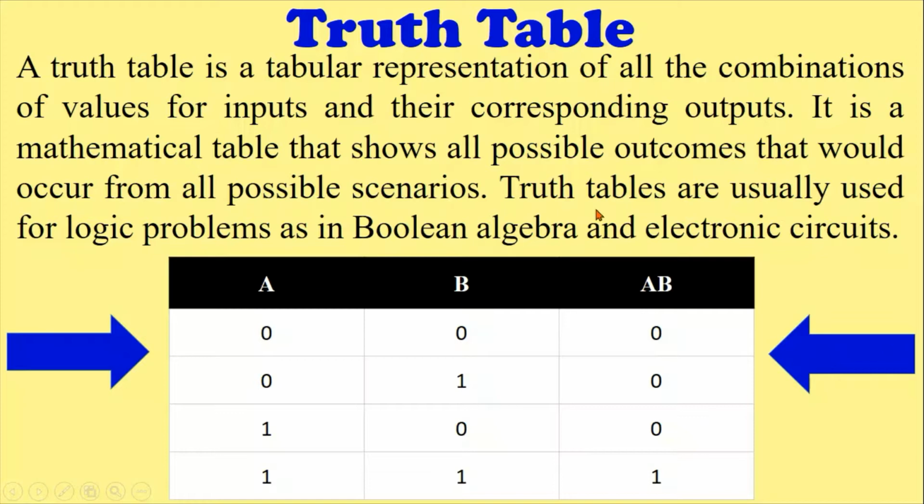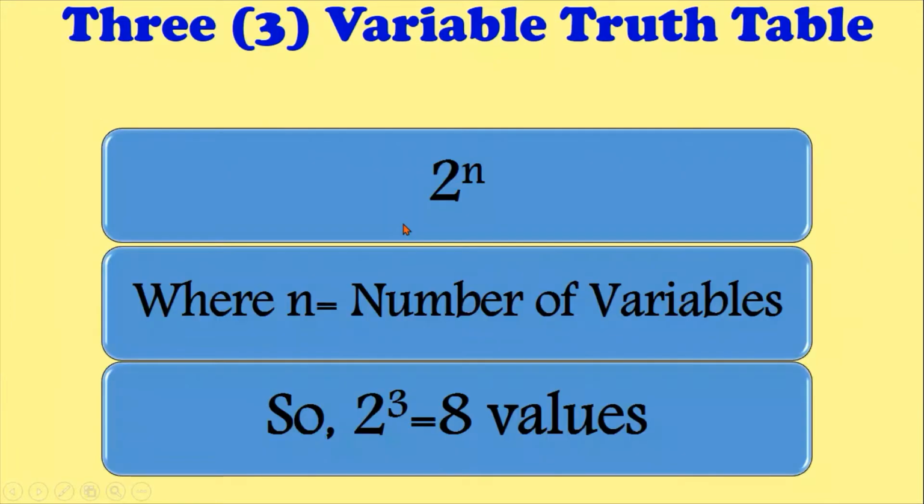So it shows all the variable combinations mentioned in rows and columns mathematically. Truth tables are usually used for logic problems as in Boolean algebra, which is also called electronic circuits or switching algebra. As we can see, all the combinations of variables A and B values are defined in rows and columns, and there is a dot gate, that is multiplication of two variables. Today we are going to discuss the three variables truth table.